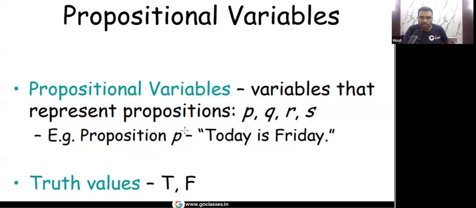You can see either this will be true or this will be false. That is called truth value. Remember, true is also a truth value, and false is also a truth value. So very simple. For example, you can see this proposition, either this will be true or this will be false, and both are called truth values.